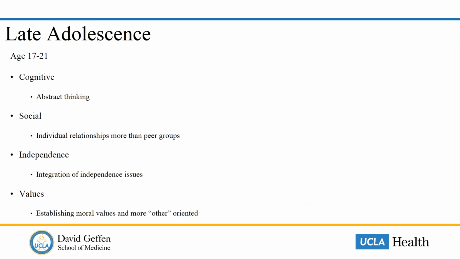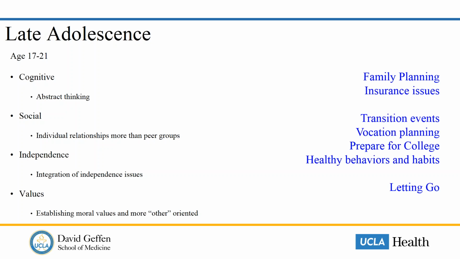And finally, you have late adolescence, where this is the 17 to 21-year-old on average, where you start to have a little bit more abstract thinking. You have slightly more individual relationships. You start to integrate more desire and push for independence, and you start to establish your moral compass per se. And again, these are great times to focus on making sure that family planning issues are taken care of. If you are female, whether or not you have contraceptive options or cycle regulation options, making sure that there may not be a gap in insurance issues.